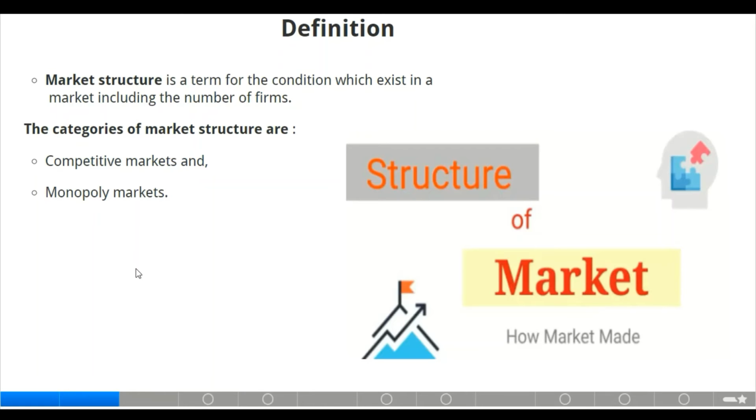Market structure is a term for the condition which exists in a market, including the number of firms. Of course, we knew what a firm is before. That is an entity or a business organization. And for us to know the condition of a firm, of course, we look at how the market is being made. Now we have the categories of market structure. Of course, there are two categories of market structure, which are competitive market and monopoly market.